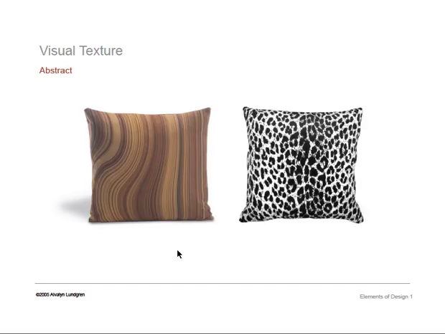Abstract texture is drawn from something that is real. So we have the pillow on the left, which is stylized wood grain, kind of interesting for a pillow. And then the pillow on the right is stylized animal hide, animal print. So these both represent the idea of abstract texture.